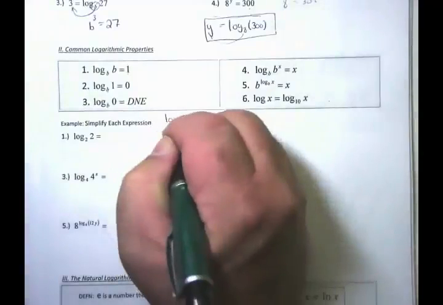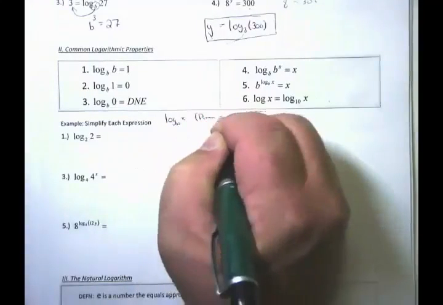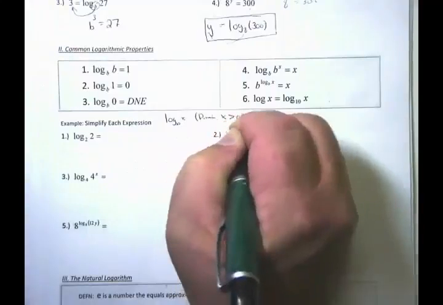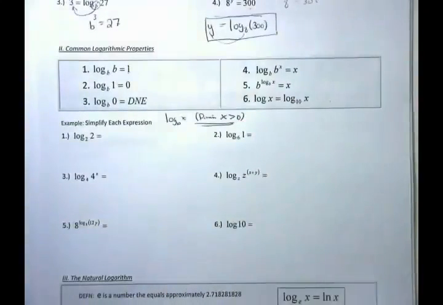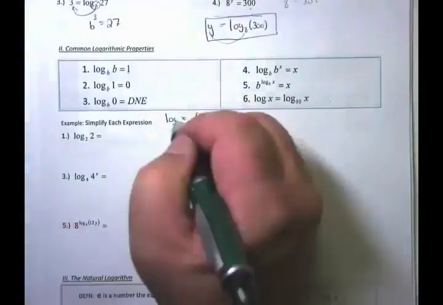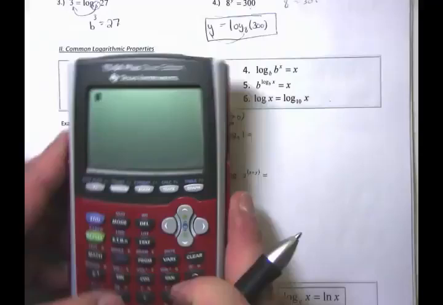The reason for this is this. When it comes to logs, log base b of x, the domain of logarithms is x has to be strictly greater than 0. In other words, for logarithmic graphs, for logs, you can only take the log of positive numbers. If you take the log of a negative number, you get an error message.